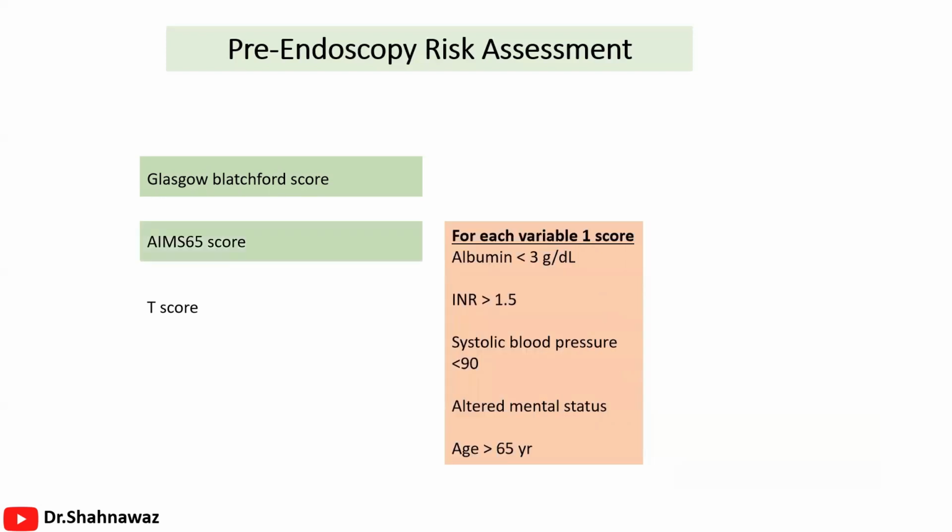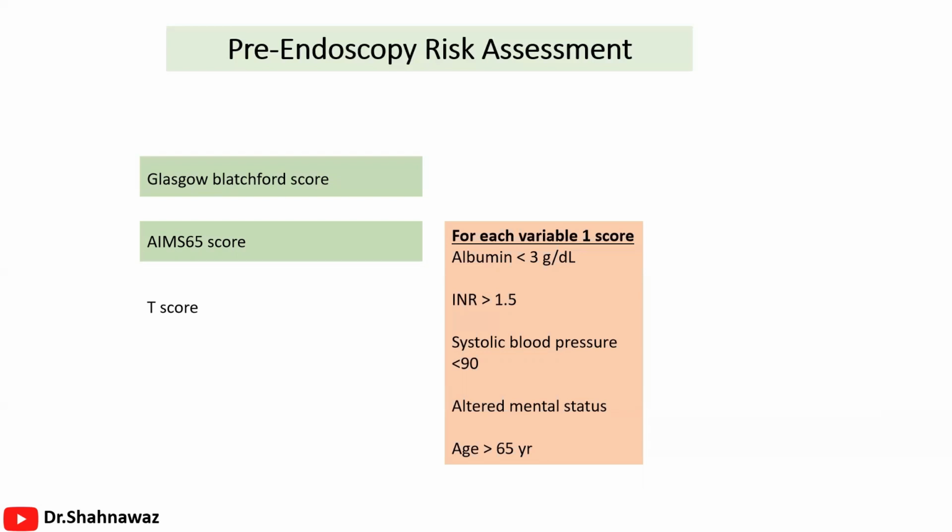And the second one is the AIMS65 score. Each variable will have one score: albumin less than 3 grams per deciliter, INR more than 1.5, systolic blood pressure less than 90, altered mental status, and age more than 65 years, each getting one score. So if the patient has a score of about two, we will not admit the patient to the ICU.